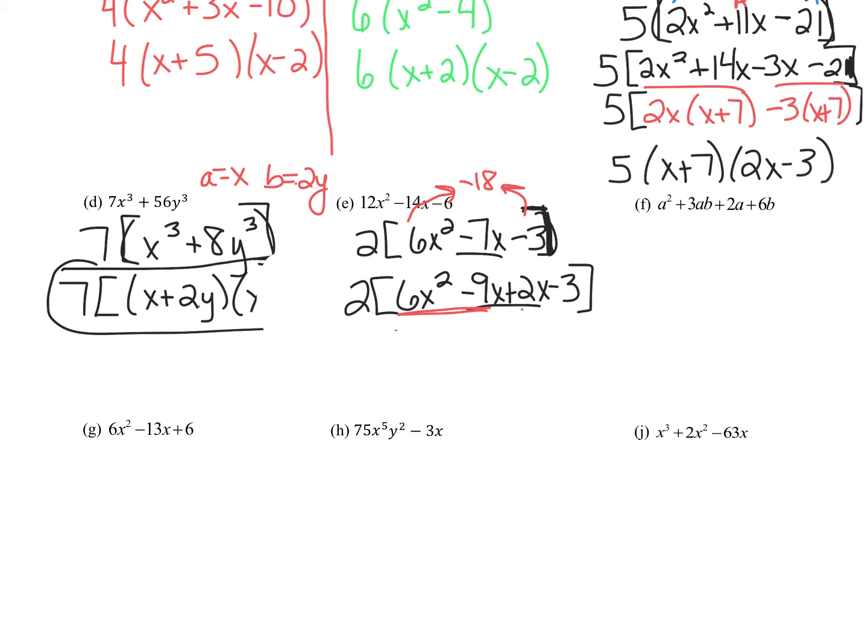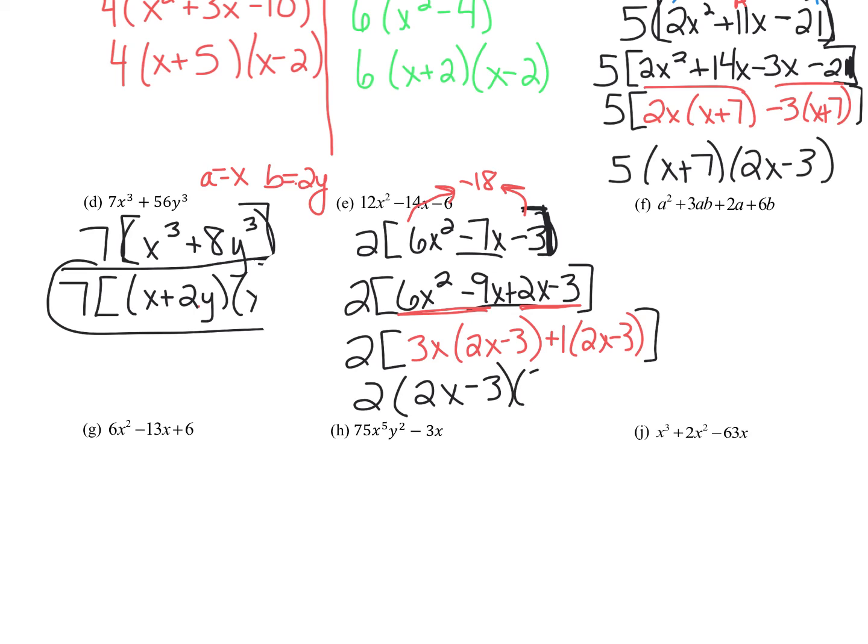Now we're going to group. 2's on the outside. And we take out a 3x and have 2x minus 3. We're just going to take out a 1 and have 2x minus 3. So then we're ready to finish our factoring. We have 2, common binomial 2x minus 3, and then we have 3x plus 1.